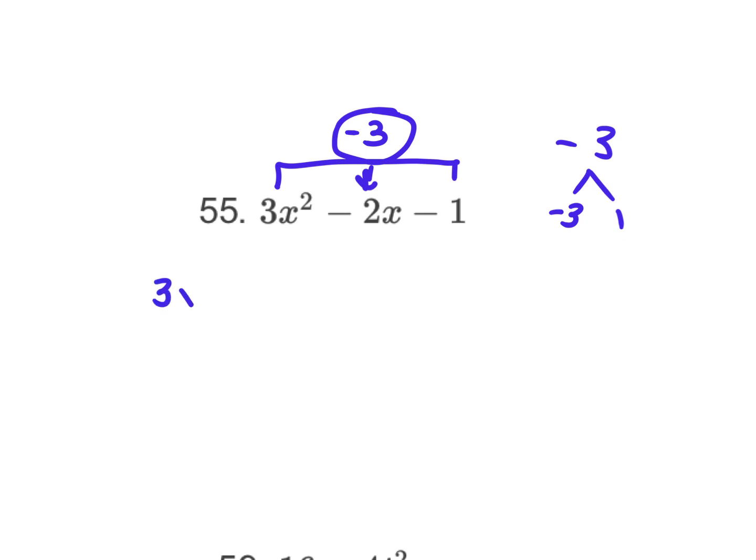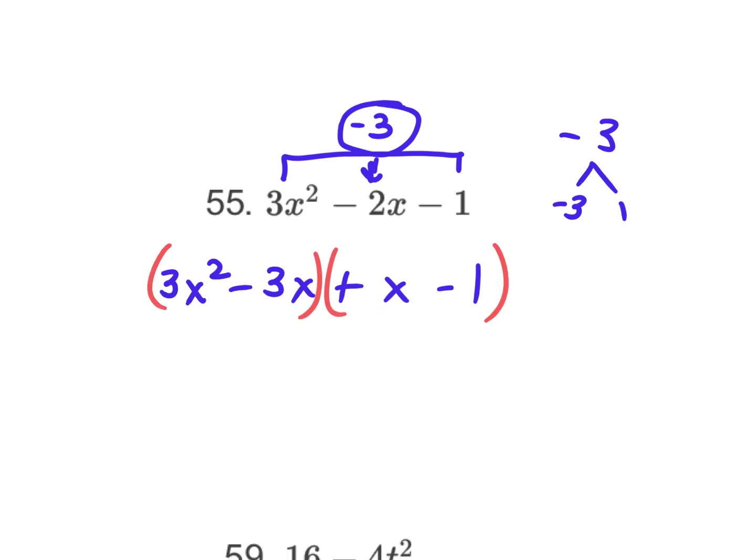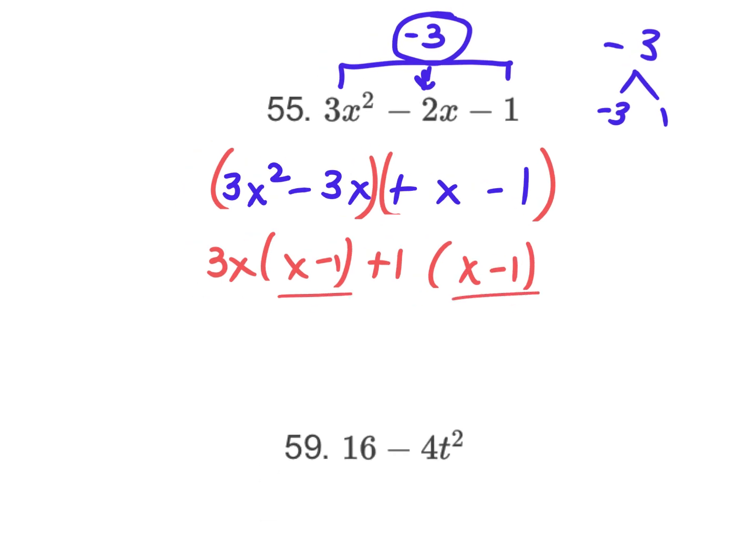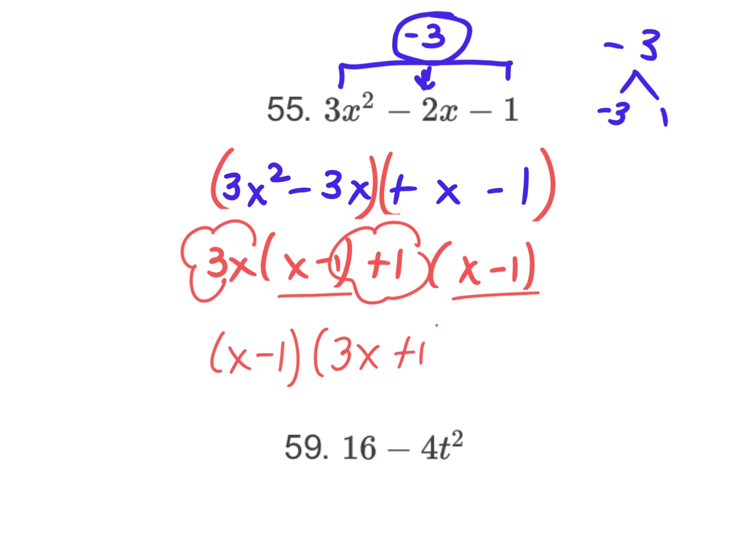So I rewrite my first term, 3x squared. Then I have minus 3x plus 1x minus 1. And we're going to group the first two and the second two. So what can I take out of this first one? I can take out a 3x, and I'm left with x minus 1. What can I factor out of the second parenthesis? A +1, and I'm left with x minus 1. So here's my new GCF. I'm going to write it one time out in front. And then my leftovers get their own parentheses, so 3x plus 1.